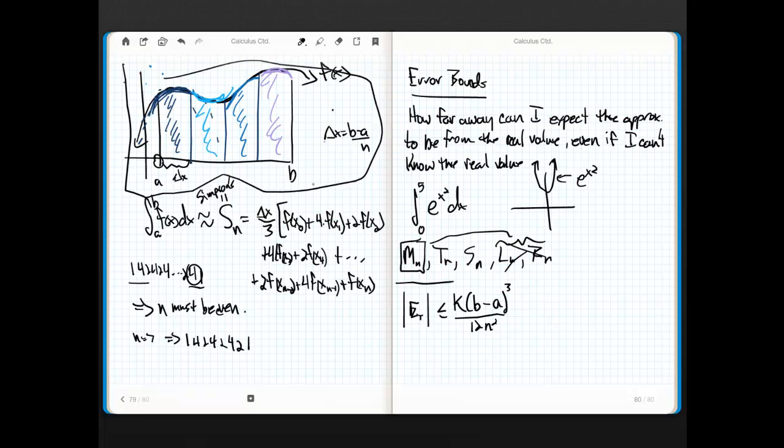I know what a and b are. They're the beginning and the ending of the interval that I want to find the area of, right? So that's easy. I know what n is. I get to pick n, right? If it's T sub 10, then n is 10. If it's T sub 5, then n is 5. But what is this crazy k thing?